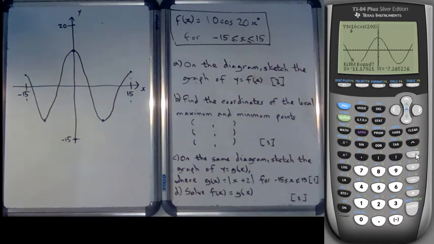It's going to ask me for the right bound. So with the right arrow, I'm going to make sure I'm the other side of that. Then it's going to ask me to guess, and I'm just going to press enter. If you want to try and put your cursor really close to the point and press enter, that's fine.